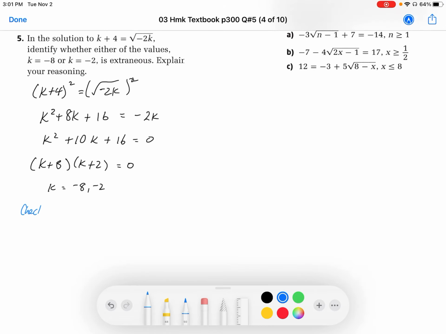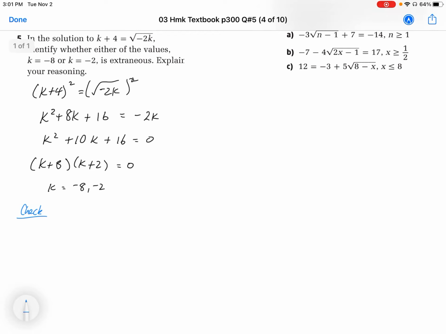by plugging in. So I'm going to plug in my value of k equals negative 8. So we end up with negative 8 plus 4 is equal to the square root of negative 2 times negative 8. So we end up with negative 4 is equal to the square root of positive 16.